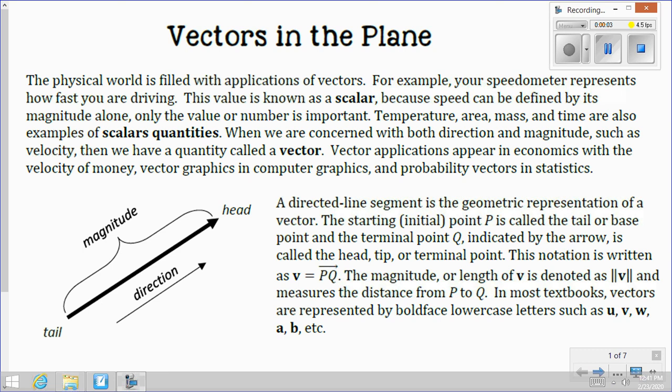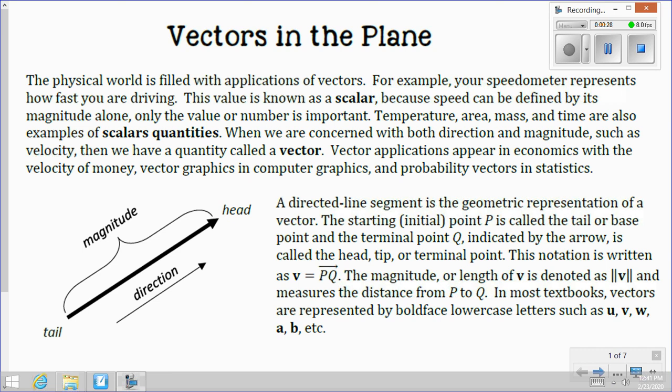Hi everyone. In this video, you're going to learn about vector-valued functions. But before we get to that, let's just talk about vectors in the plane. The physical world is filled with applications of vectors. Vector applications appear in economics, computer graphics, and even statistics. And I'm sure you've probably dealt with them in a lot of your science classes.